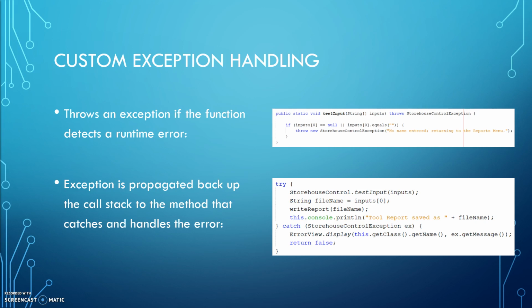And down below, so the exception, if it gets thrown, it's propagated back up the call stack to the method that catches and handles the error. In this instance, it'll be caught here in our try catch with a storehouse control exception, and we're going to handle it by displaying the error view and get that message to print out, and then we'll return false to return them back to the report menu.